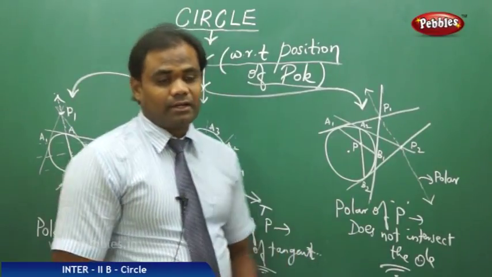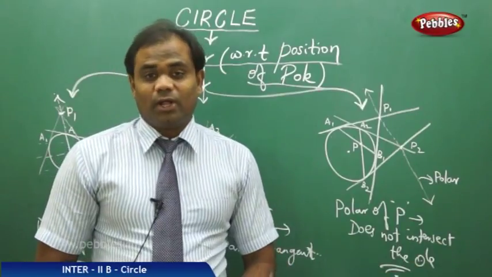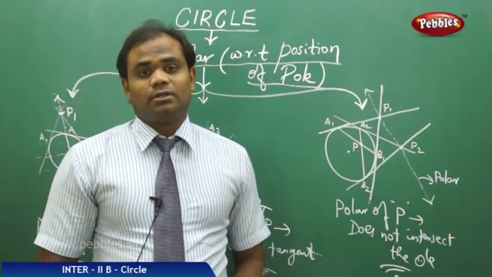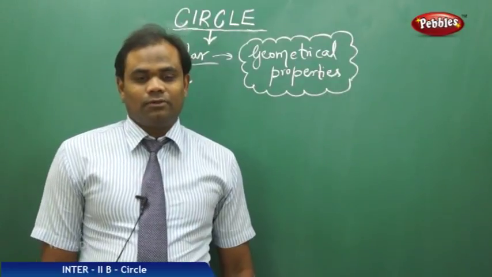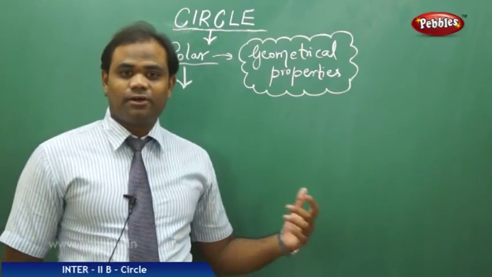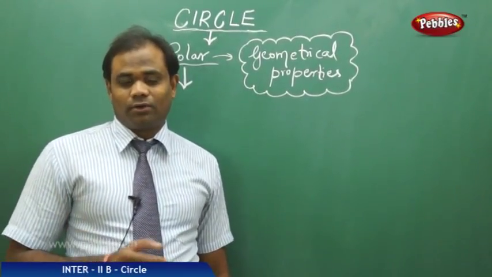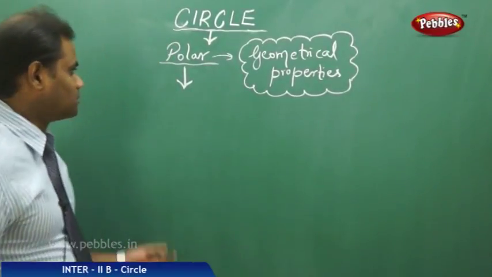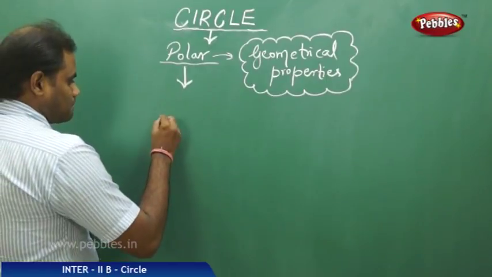This is how I understand case 1, case 2 and case 3 of the polar connected with the pole, the position of the point in the circle. Now that we have discussed the polar and its existence with respect to three cases, with the pole outside, on or inside the circle, now comes the geometrical properties connected with the polar.